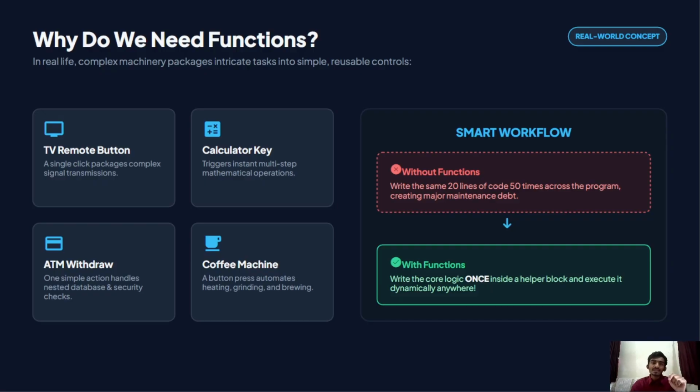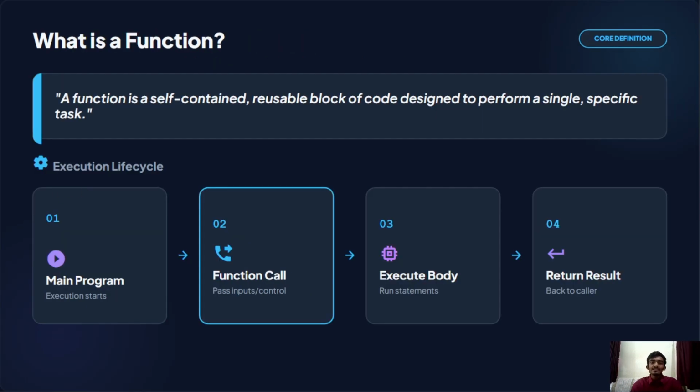Functions work exactly the same way. A single function can execute many lines of code. Instead of writing those instructions repeatedly, we simply call the functions we need. So, what exactly is a function? A function is a reusable block of code designed to perform one specific task.